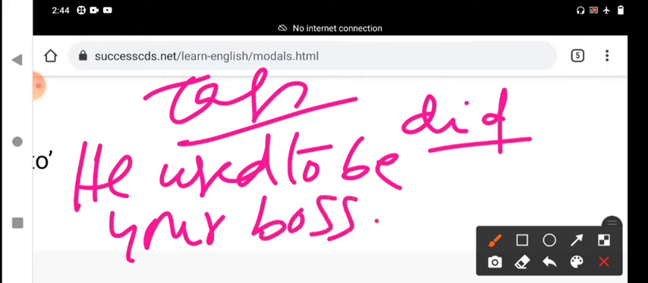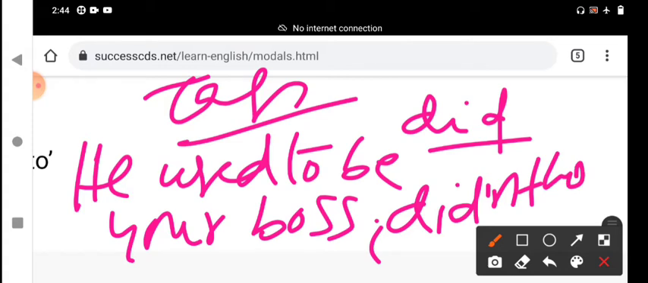If the statement is positive, the question tag is negative. If the statement is negative, the question tag is positive. He used to be your boss, didn't he? It is a negative tag. He used to be your boss, didn't he? Why did you use did here? Used to indicates a past action. That is why we take the helping verb did here.